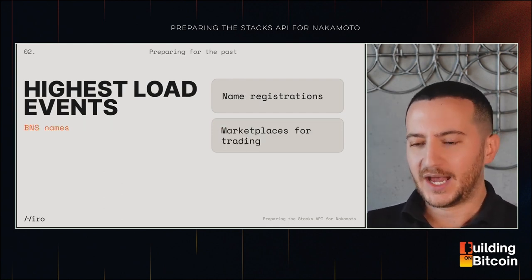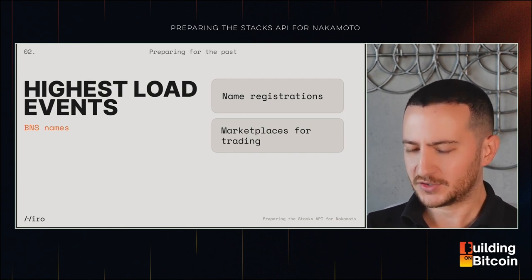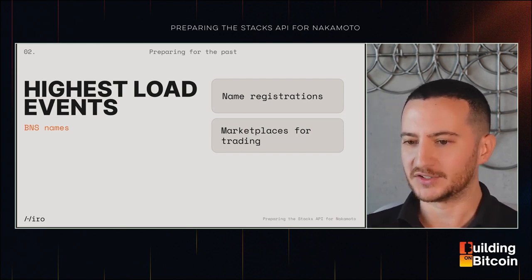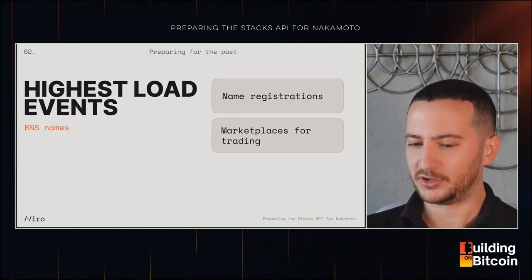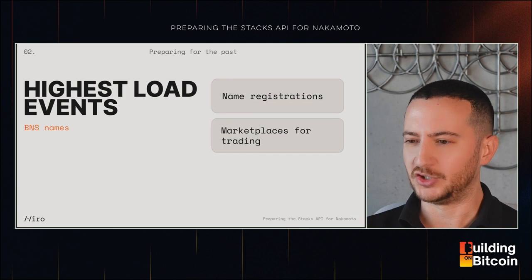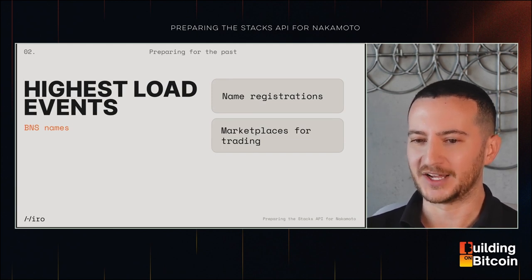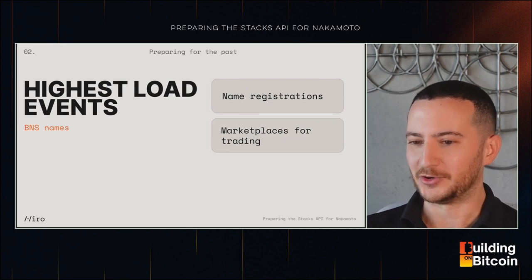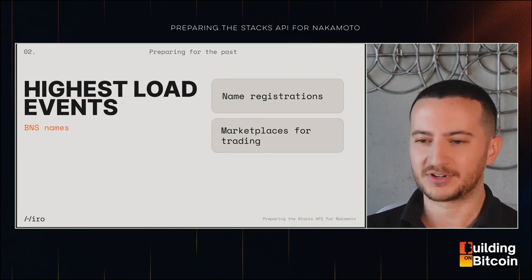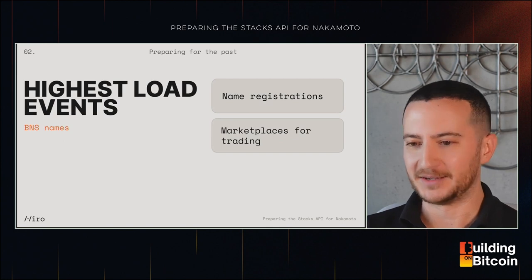Another event we had that was very popular was BNS name registrations. I'm sure you've seen names on the internet that end in .btc. Those names are registered on the Stacks network. And at the time, they were very popular. They still are, but there was a huge rush to get as many names registered as people could. You had the under 10K club, country names, band names, et cetera, a lot of different things.